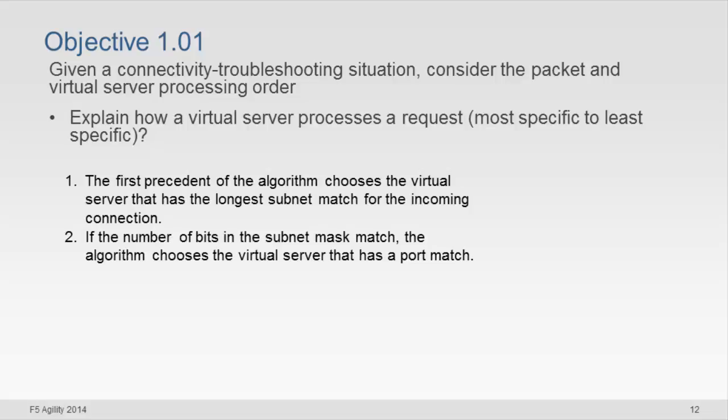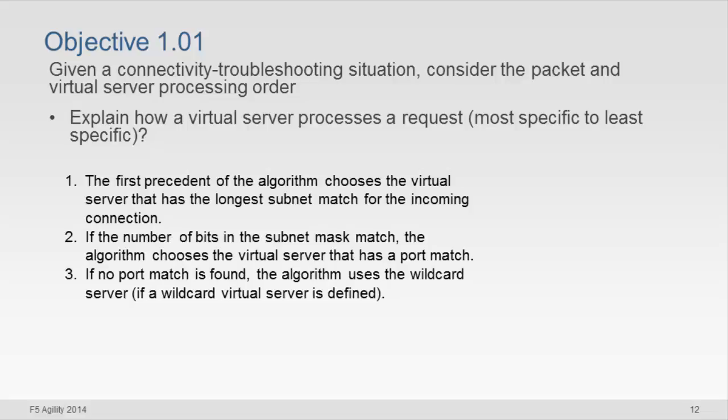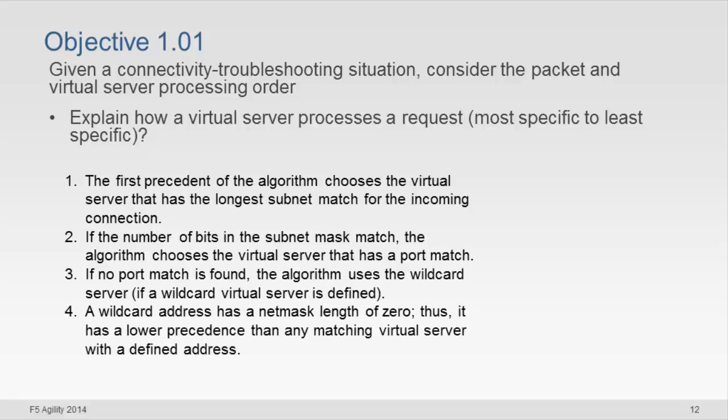If the number of bits in the subnet mask match, the algorithm then chooses the virtual server that has the best port match, or the most specific port match. So now we've figured out what IP address is the most specific and then which port match is the best. If there is no port match found, the algorithm will then fall to a wildcard server, meaning a splat for port. And if we've got a wildcard address, not port but address, with a netmask length of 0, it has a lower precedence than one with a specific mask, and then also specific port, and then specific or less specific splat on the wildcard subnet mask.